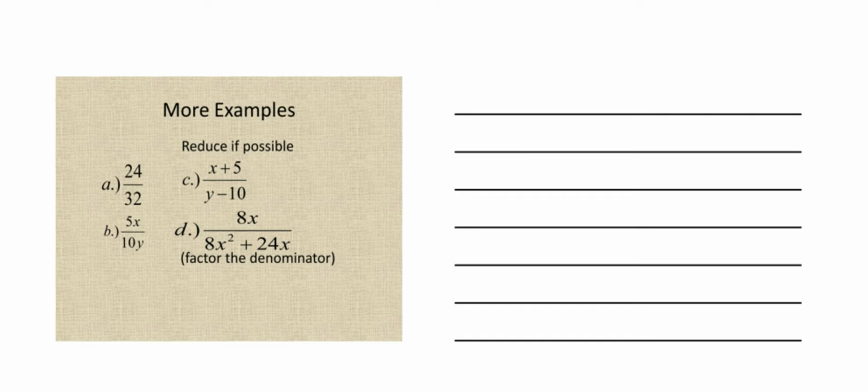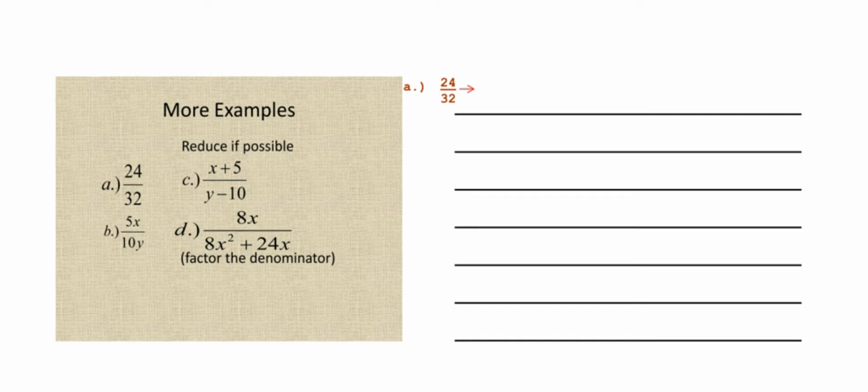Some more examples on simplifying. Do remember, sometimes it helps to factor, sometimes it doesn't. So let's try A. A, we have 24 over 32. Well, in this case, probably the easiest way to simplify this, let's try to write this as prime factorization.